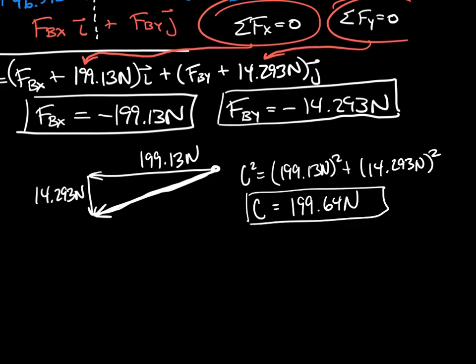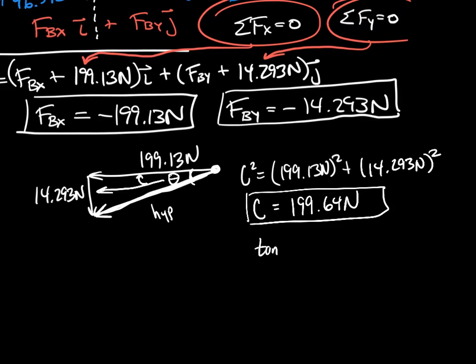If I solve this, I will get 199.64 newtons. And then the other thing I need is, so this is the bolt, and I need to get this angle, theta. To get that angle, I need to think trig again. I've got two sides. I've got this side, which is the opposite side. This is the hypotenuse over here. So this is the adjacent. I've got the opposite and the adjacent, so that's tangent.